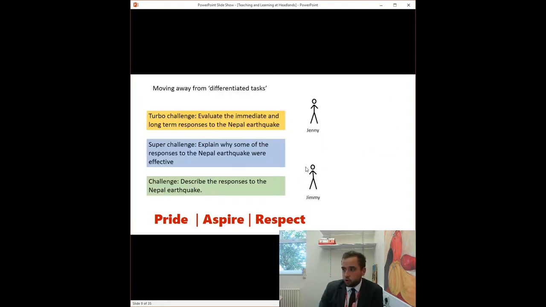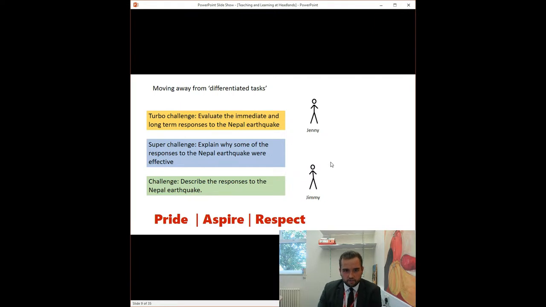So one thing that could potentially be done is the setting of students different tasks. So for instance, we've just talked about Jimmy maybe not having developed his writing quite as well, and therefore we could set some tasks that are more straightforward. Within this example, everybody's looking at the Nepal earthquake in geography, but here, Jimmy's describing the responses to the Nepal earthquake, whereas Jenny is making judgments, so evaluating the immediate and long-term responses to the Nepal earthquake, the things that are done in order to try and make that situation better.